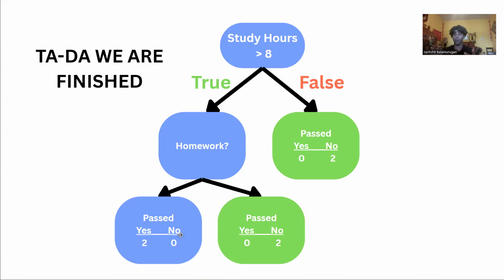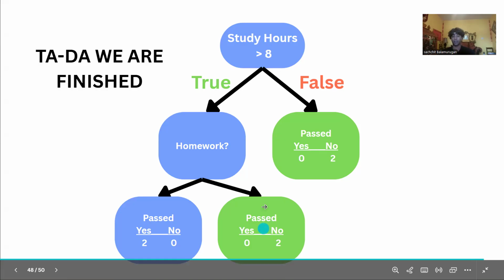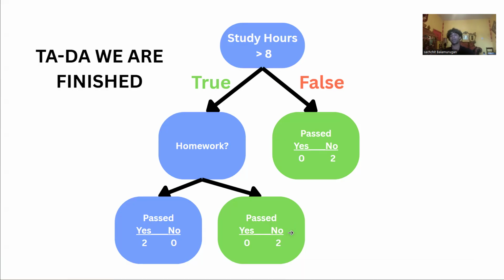And for example, you give it another data set. You had 10 hours of studying, and you did not do your homework, okay? In this case, it would go here to the screen lead, and that is no. So you did not pass because you didn't do your homework, okay?